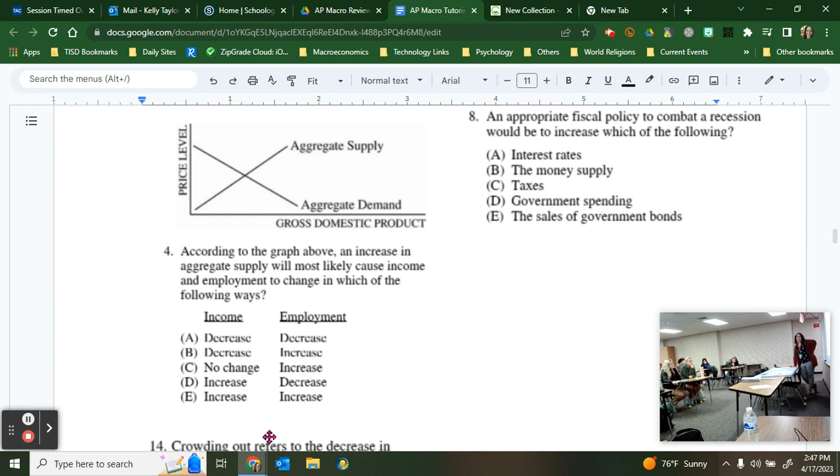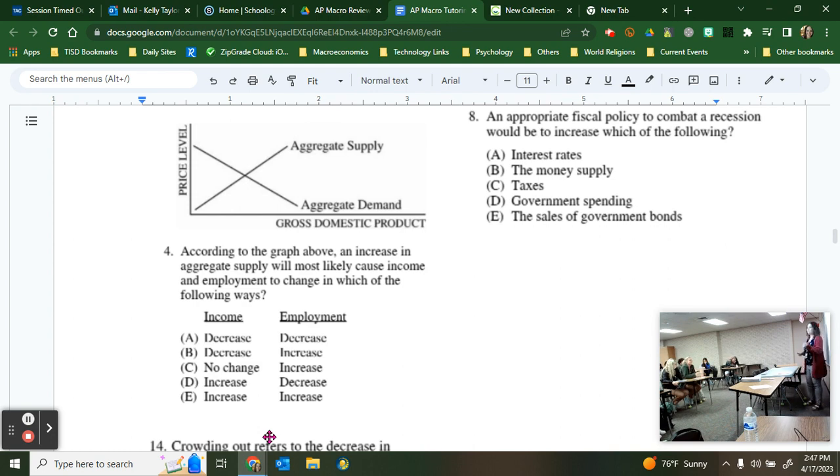So it says, according to the graph above, an increase in aggregate supply. Okay, so just draw it. Draw aggregate supply increasing and shifting to the right. Don't forget your labels. Your graph on your paper doesn't have them, so probably add them. So an increase of aggregate supply shifts aggregate supply to the right. Looks like we have lower price level and a higher GDP. Let's see what the question's asking.